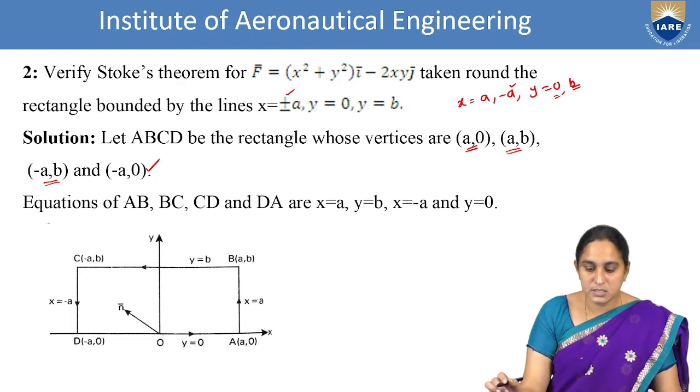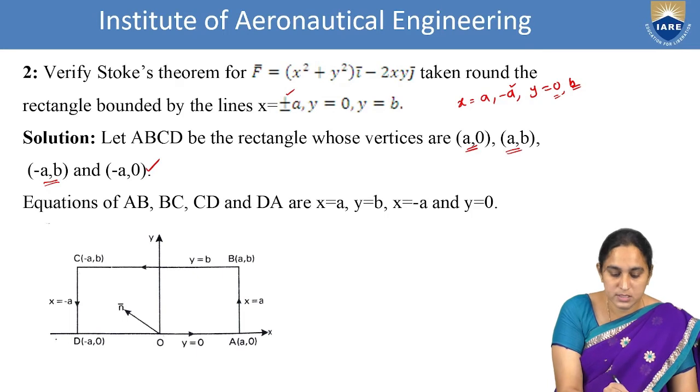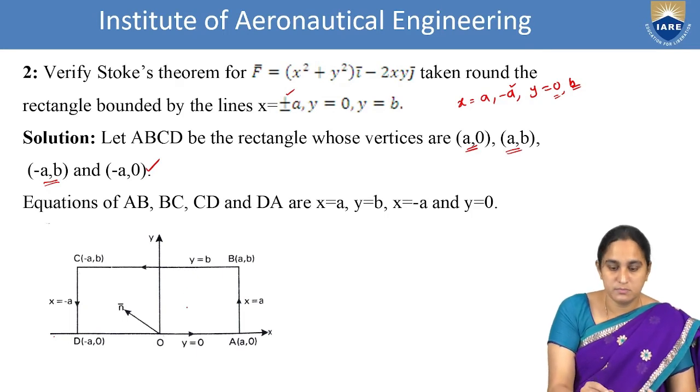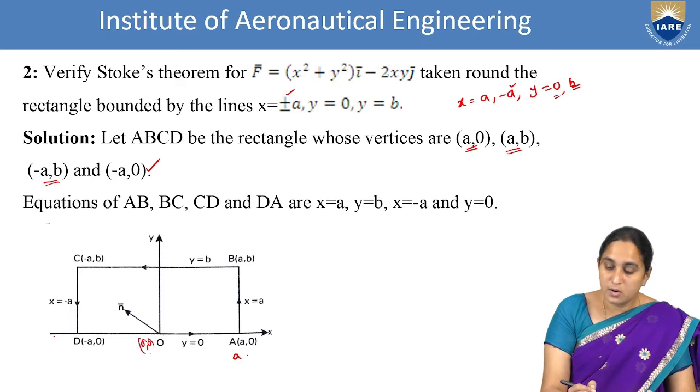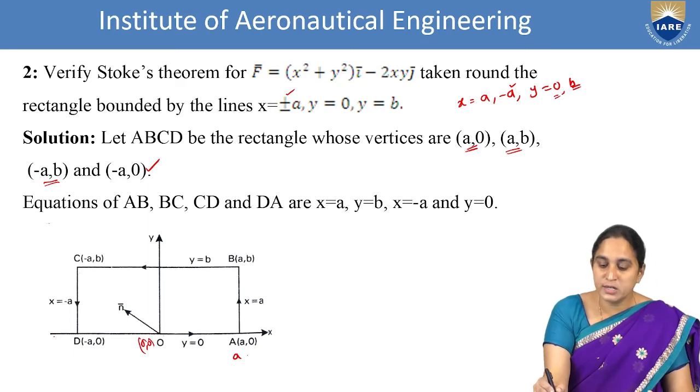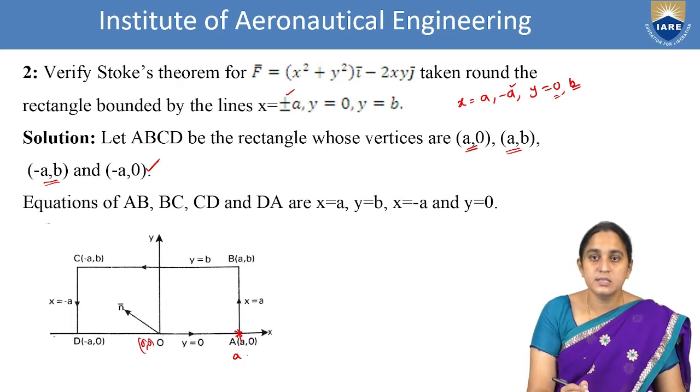Therefore, first I'll draw the diagram for that. This is the diagram for that. Along first point at a comma 0. At a comma 0 means it is on the x-axis. This is a and here 0 comma 0. That is, at a, x point is a and y is 0, so it is intersecting there. That is a point.